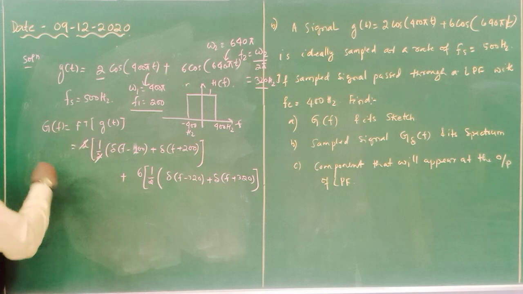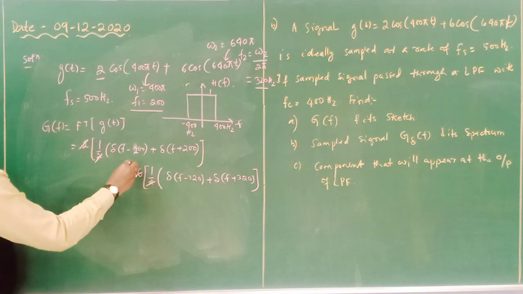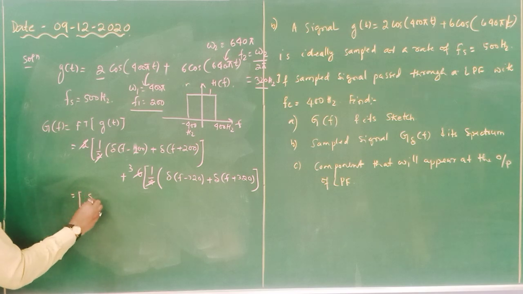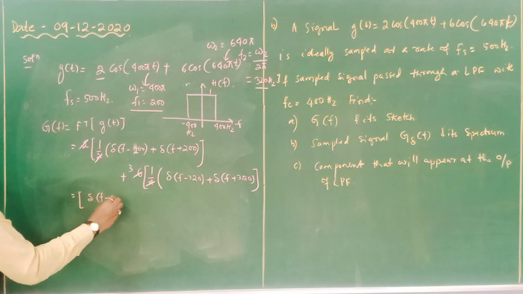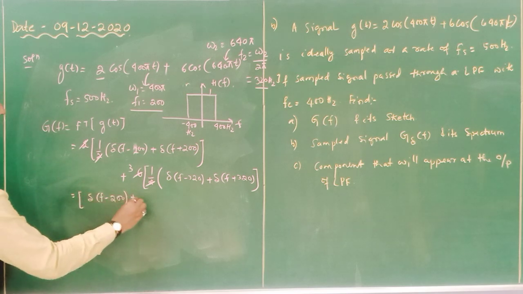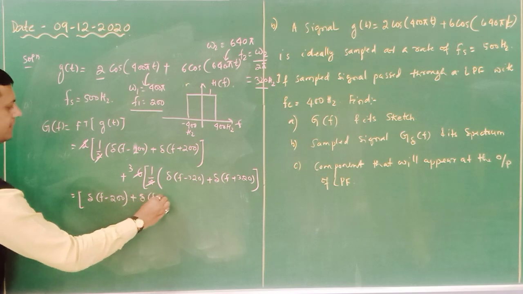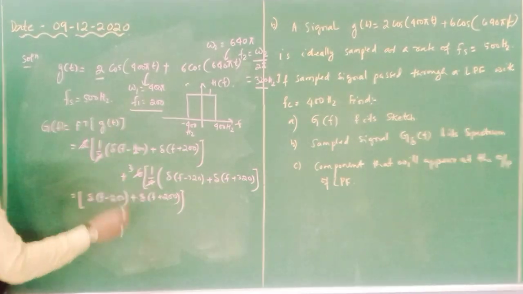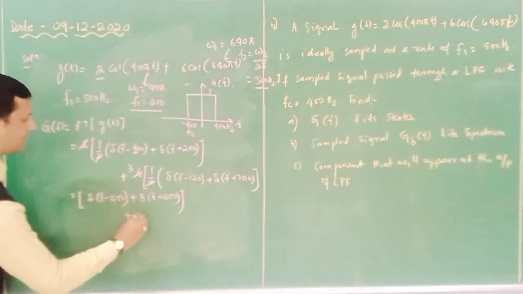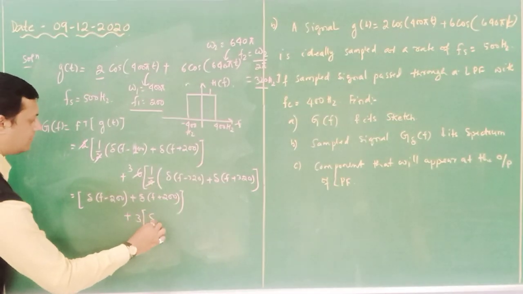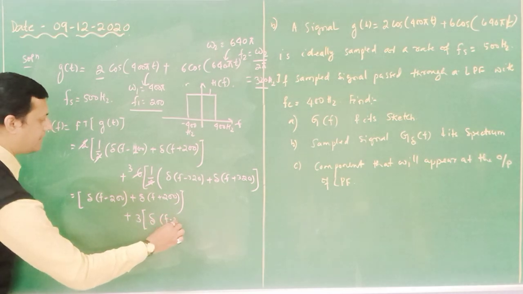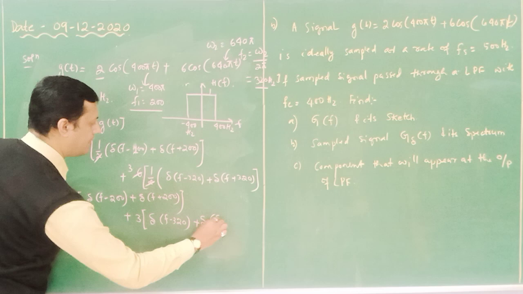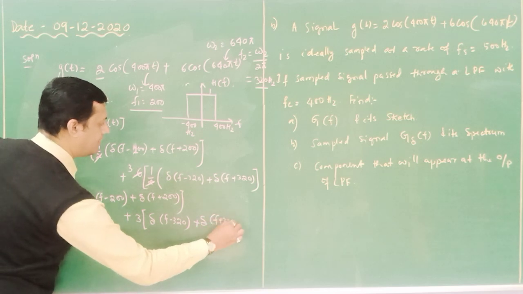Now these two get cancelled out. This 2 and this 6 will be 3. So my spectrum will have del of F minus 200 plus del of F plus 200. Then this is the first part. The second part is 3 whole into del of f minus 320 plus del of f plus 320.